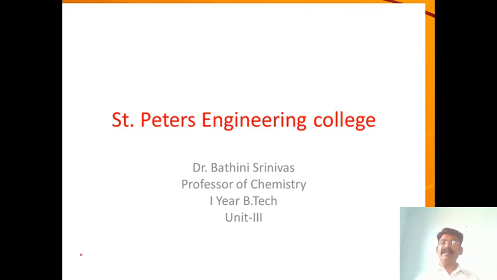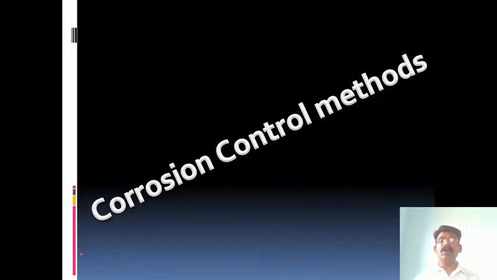After they get rusted, if you remove the rusted pipes and replace them with new ones, it takes a lot of time and is very costly, a waste of money and a waste of time. So for this, the best method is to prevent the corrosion. How to prevent the corrosion? That is our class today: corrosion control methods.